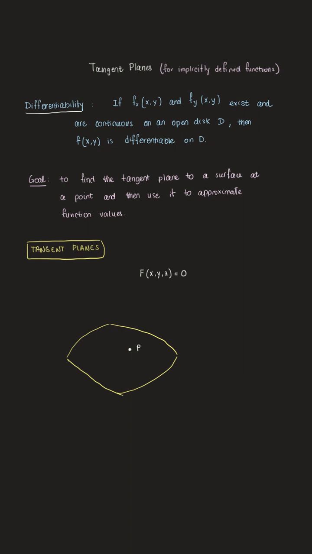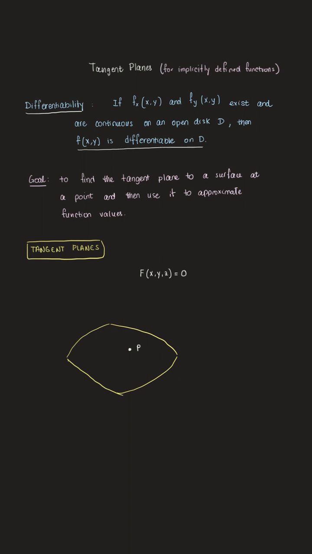So differentiability means that both partial derivatives with respect to x and with respect to y exist and are continuous on an open disk in the domain. If that happens, then our function f of x y is differentiable on that domain.